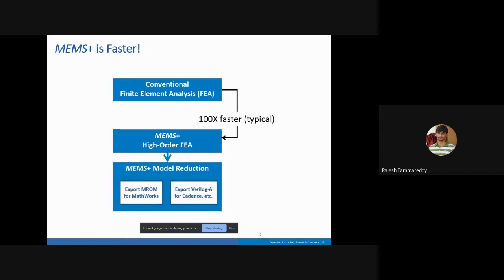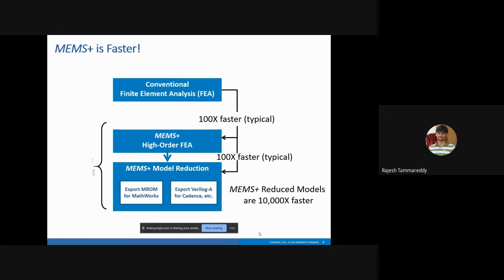Next. And further, when you are making this into reduced order modeling, ROM, either Verilog-A or MROM, it further gives another 100 times faster simulations. Next. And finally, compared to conventional FEA, you get quite fast simulations, like 10,000 times faster, in MEMS Plus. Next.